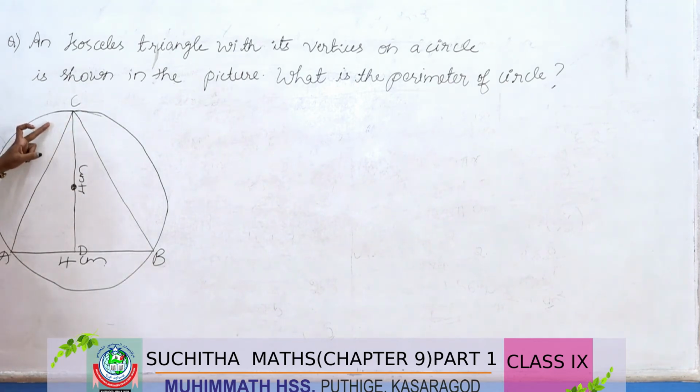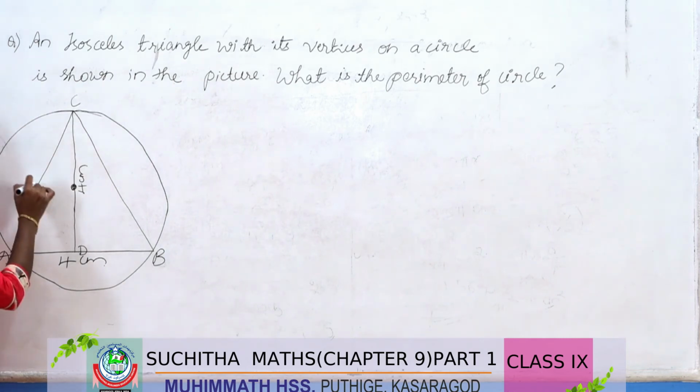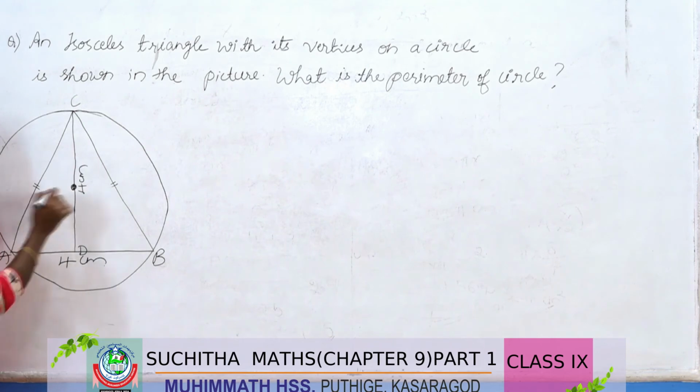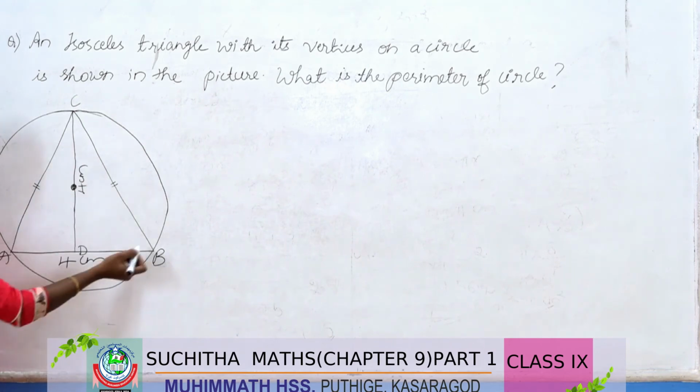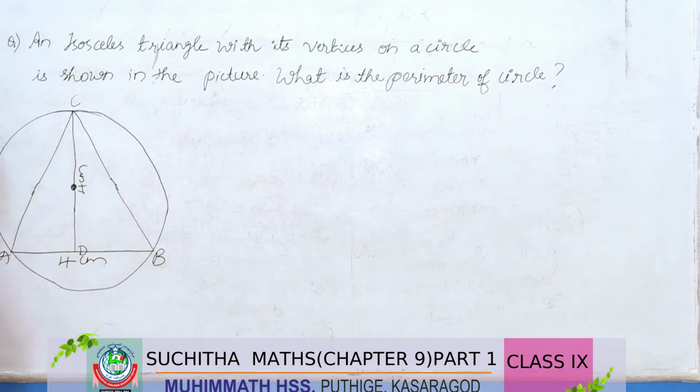What do you mean by an isosceles triangle? An isosceles triangle means two sides are equal. These two sides are equal, then these two angles are also equal. So ABC is an isosceles triangle.